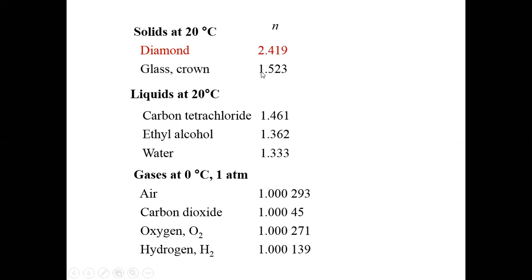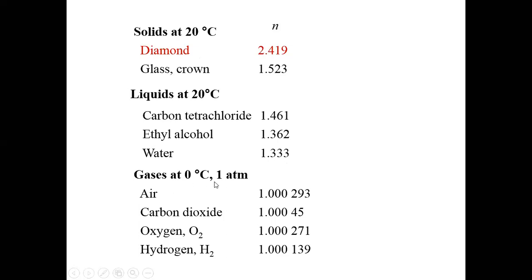There are some materials and mediums whose refractive index is given. For example, diamond, a solid at 20 Celsius, has 2.419. For glass, this changes to 1.5. For liquids at 20 Celsius, carbon tetrachloride has 1.4, ethyl alcohol has 1.36, and water has 1.33.